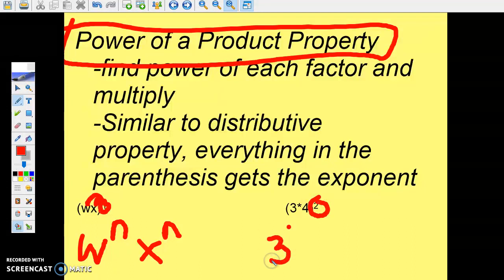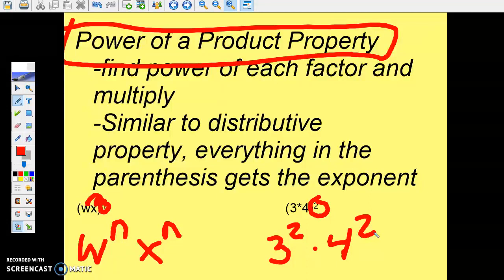So this would become 3 to the second times 4 to the second. Depending on what the question asks, if the question just says simplify, then you might just do 3 times 4, which is 12, and square it, which is 144. But if it says, show me your answer in exponential form, then you would distribute that 2 to everything inside the parentheses, and you would call that 3 squared times 4 squared.